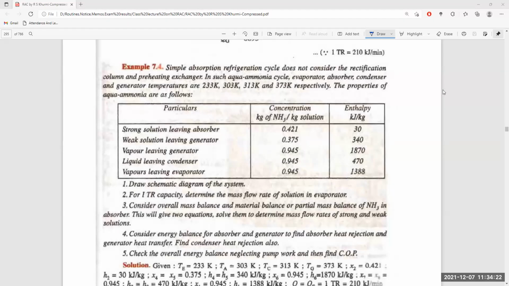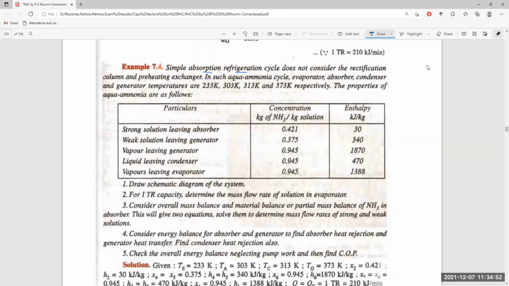Now, let us start today's class with another sum as stated below. What is given here? A simple absorption refrigeration system cycle which does not consider the rectification column or preheating exchangers.